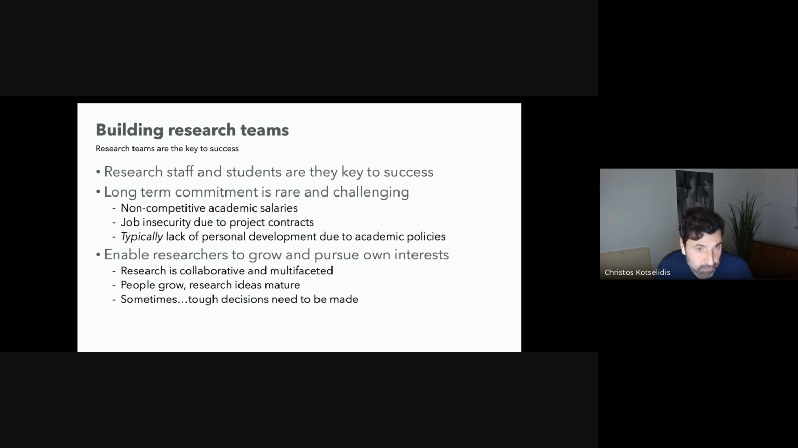Both research staff and students might not... No, it's a certainty. They will not retire from your group. The placement there is temporary. The student will get the PhD, they might leave. The postdocs come for 2-3 years, and they're going to jump to academia as permanent staff or to industry. The long-term commitment is rare and challenging because academia doesn't give a lot of money compared to industry. The job security is low because you work with contracts.